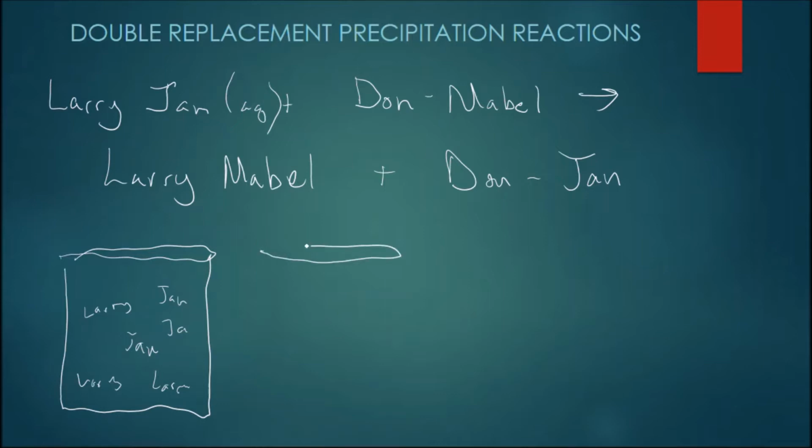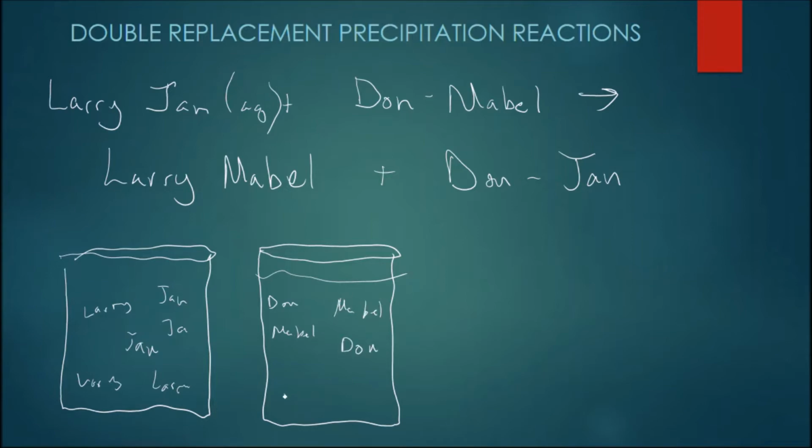On the other side, we have Dawns and Mabels, Mabels and Dawns. And they too are just friends. So if you were to look at both solutions, they would look absolutely clear. You wouldn't be able to tell that there's anything in them because we are in ion form. And ions are about the size of an atom, and you can't see atoms. So typically a double replacement reaction involves two clear solutions. Sometimes they'll have a color, sometimes they don't. Key thing is you can't see anything inside of them.